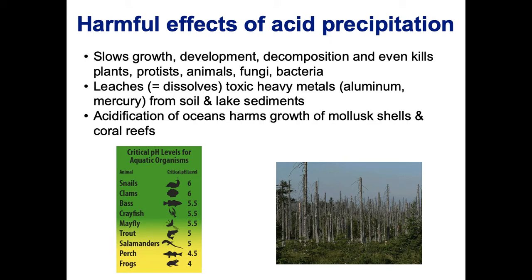And it particularly is harmful for things that have a shell. So mollusks, things like snails, clams, crayfish, corals are particularly susceptible to changes in pH. Basically they can't form their shells, or their shells start dissolving if the pH is too low, if there's too much acid.